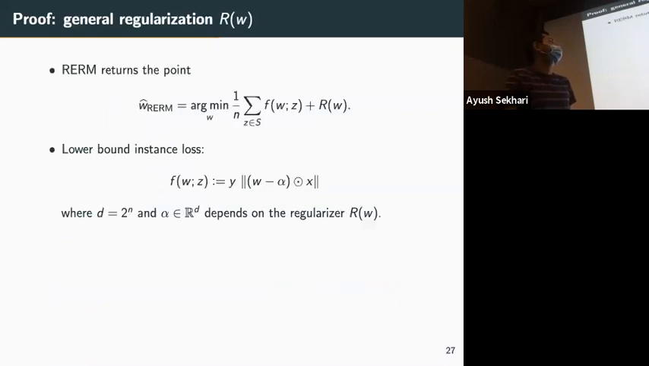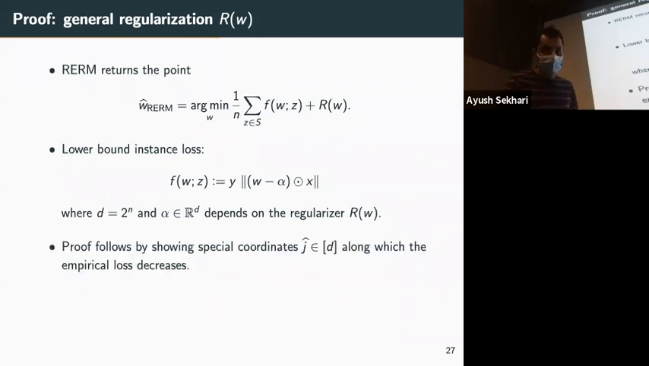And to extend this proof to general regularizers, it's almost the same function, but instead of having an E1 in the construction, we choose some other vector that depends on the regularization function R. So the problem we construct is dependent on the regularization function. And again, the proof follows by showing the special coordinates along which the empirical loss decreases and creates this tension. The only thing you have to change is the alpha to handle the general case. Yes, the choice of alpha is a bit tricky, but that's the only difference.